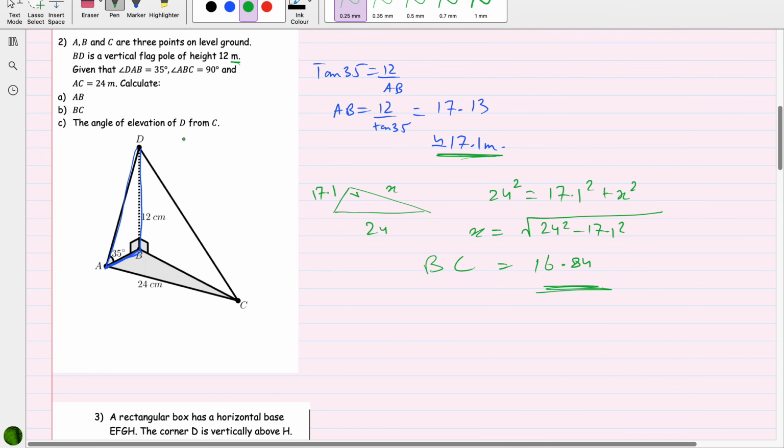The last part says angle of elevation of D from C. So we know that this length was 16.84. The angle of elevation is this right here. So you use tan again. So tan of C is perpendicular over base. So C is tan inverse of 12 by 16.84. Shift tan 12 divided by 16.84 and your angle is 35.5 degrees.